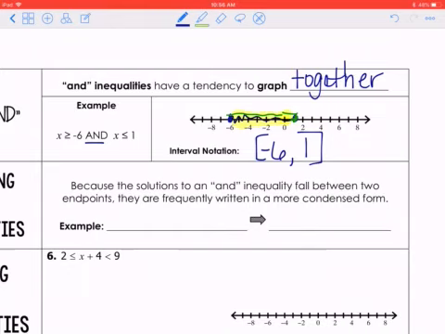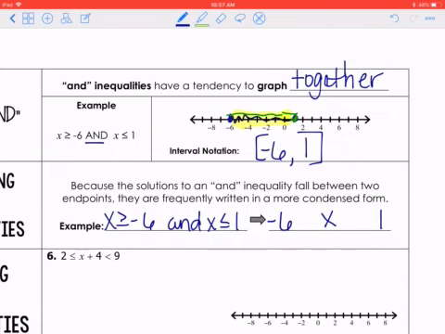All right, so because the solutions to an inequality fall between two endpoints, they're frequently written in a more condensed form. So if I have, I'll rewrite the example, x is greater than or equal to -6, and x is less than or equal to 1, because they both are relating to the same variable, I would place that in the middle. -6 is smaller, so that goes on the left, and the +1 goes on the right.